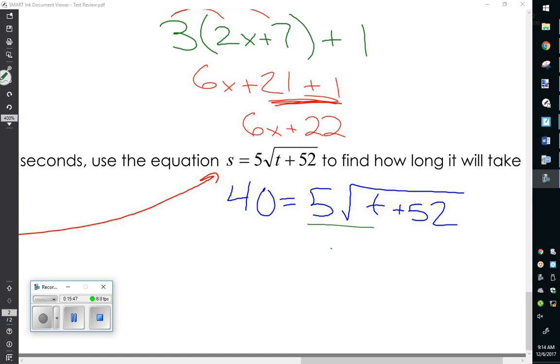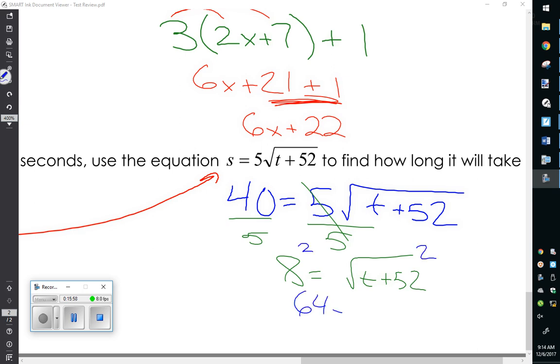Divide both sides by 5. 8 equals the square root of t plus 52. I'm going to square both sides to get rid of the square root. And then to finish, subtract 52. Subtract 52. T is 12.